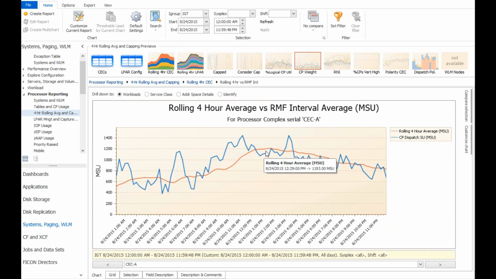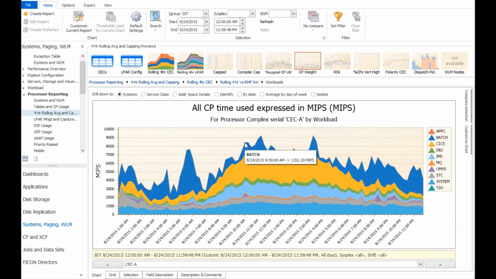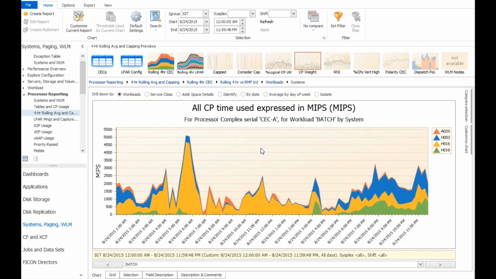The rolling 4-hour average is still here in red, but now the RMF interval CPU consumption is in blue for each RMF interval. So we can see that it was the surge in workload during this time period that drove the 4-hour average to its peak for this interval. So then we can drill into that and see, okay, what work is running then. Here's the by workload as defined in the WLM policy. And we can say, well, maybe there's more batch running here during this monthly peak period than I'm used to. So we want to drill into that, and we drill in by system.